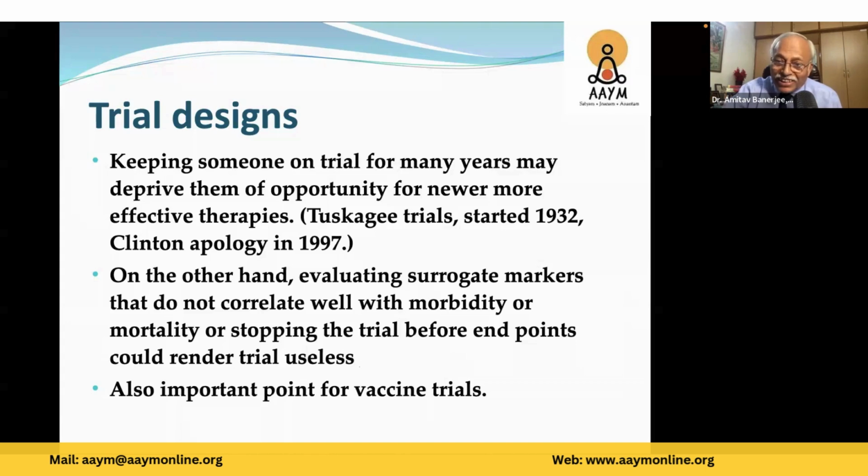Also an important point for vaccine trials. For instance, the HPV vaccine trial is an important illustration. The HPV vaccine is recent, 8 to 10 years, and it is supposed to prevent cervical cancer, certain strains. Cervical cancer occurs after 20 years, 30 years. So no trial has been there for so long. So they have taken surrogate markers.